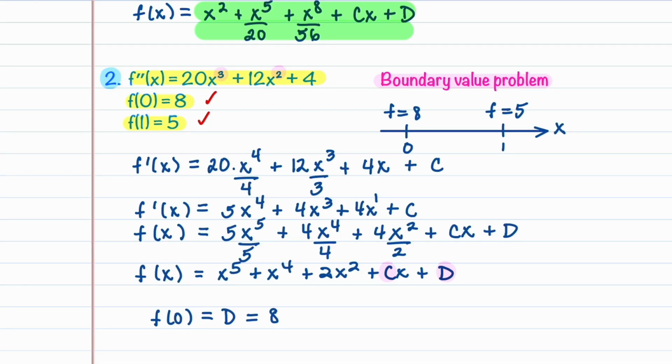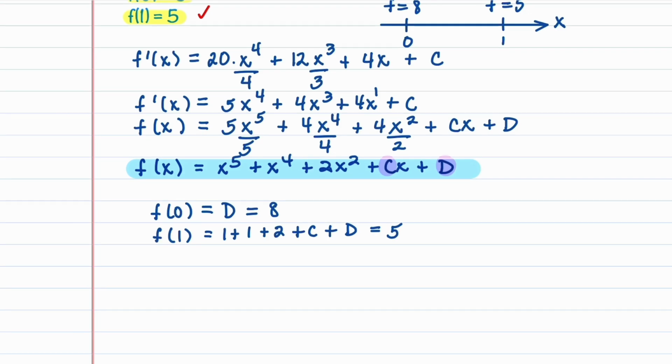Now let's find f at 1. All we do is go back right up into this equation. Let me go ahead and highlight this. And we're going to substitute x as 1. So this gives us 1 plus 1 plus 2 plus c plus d. And that, looking back up to our original problem, is equal to 5.